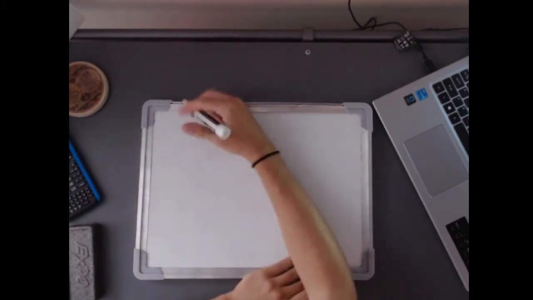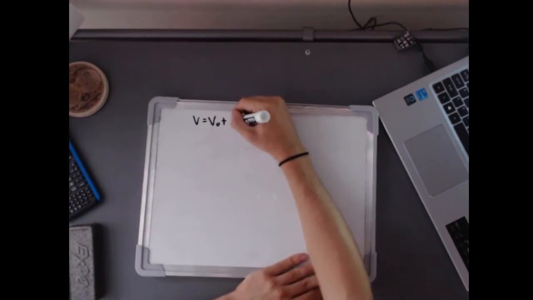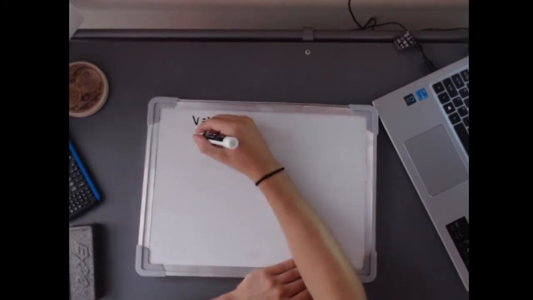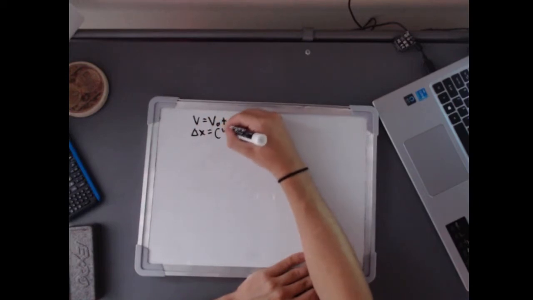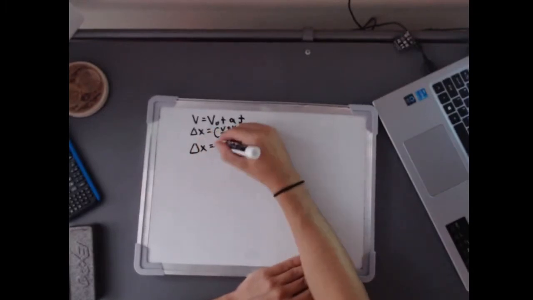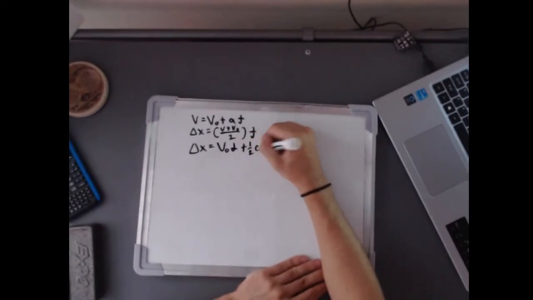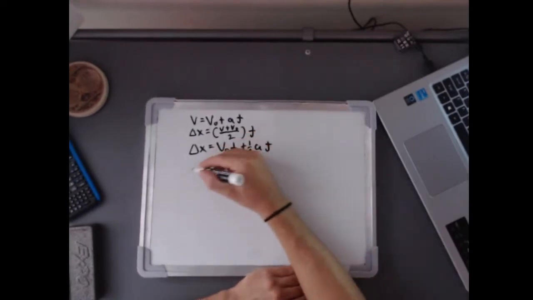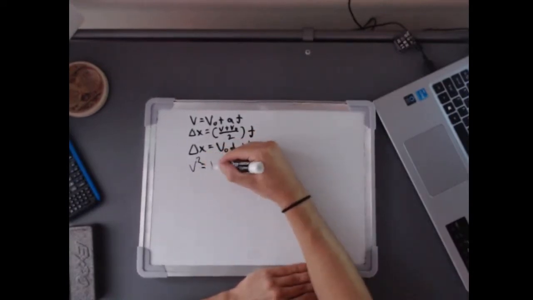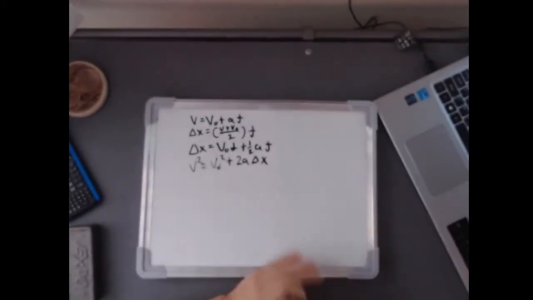These equations are v is equal to v0 plus at, delta x is equal to (v plus v0) over 2 times t, delta x is equal to v0 t plus 1/2 a t squared, and v squared is equal to v0 squared plus 2a delta x.